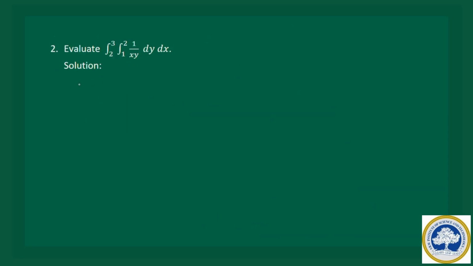Now let us see the second question. Evaluate integral 2 to 3, integral 1 to 2, of 1 by xy dy dx. As usual, first let us write the outermost integral as it is. Now we integrate only the innermost integral, integral 1 to 2 of 1 by x. If you want, we can write it as 1 by x into 1 by y dy dx. Since we are integrating with respect to y, x is considered as constant.